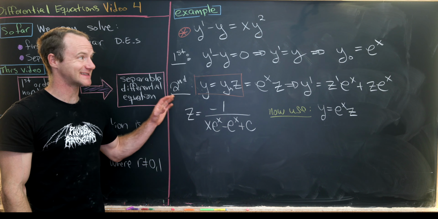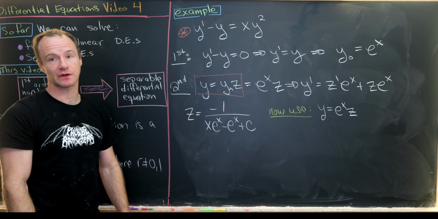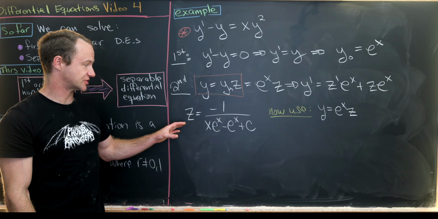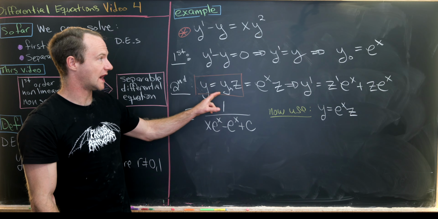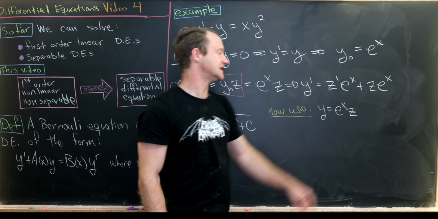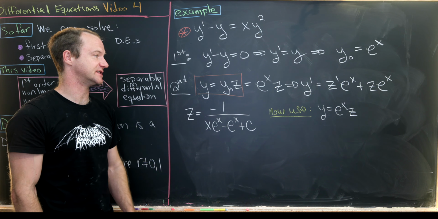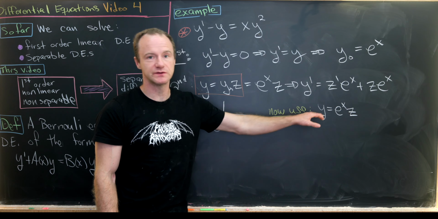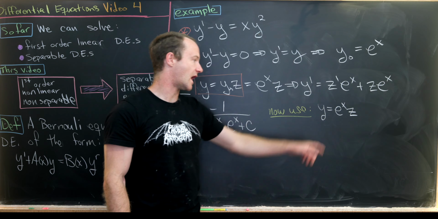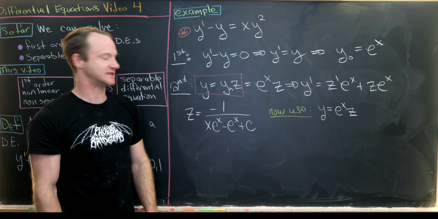But let's recall that that's not a solution to our differential equation. A solution to our differential equation is our function y naught, which we determined to be e to the x times this function z. And so that's what we'll use to finish this thing off. We have y equals e to the x times z.